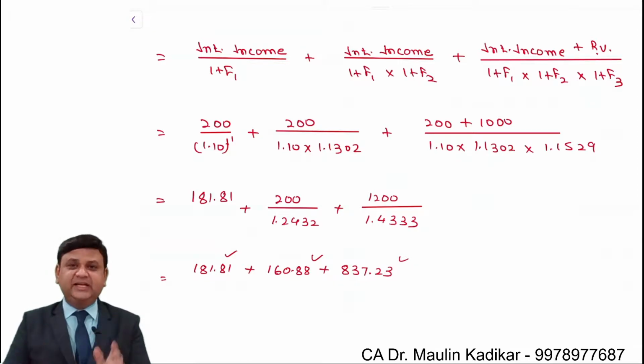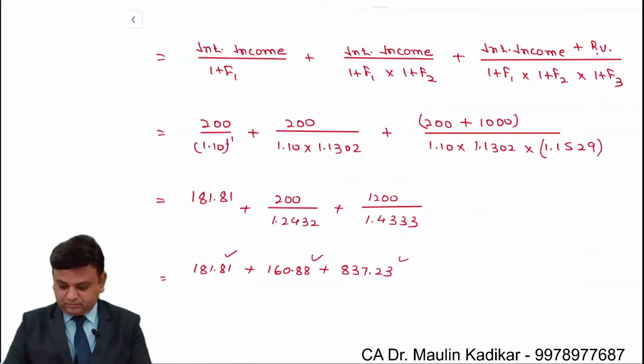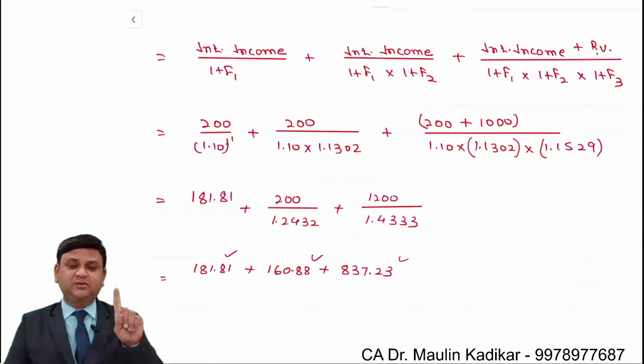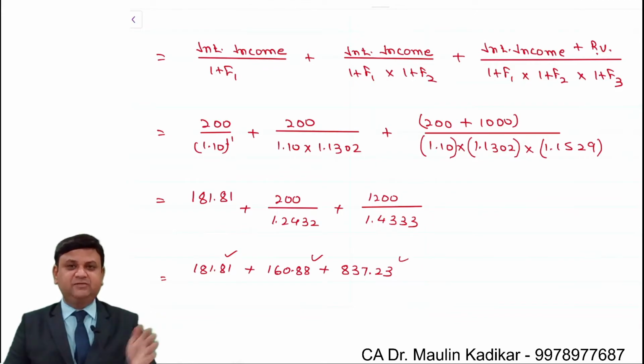We have to understand technically like this, that this 1200 rupees is divided by 1.1529. So from the third year it is discounted to the second year. Further it is divided by 1.1302, so from the second year it is discounted to the first year. Divided by 1.10, so from the first year it is discounted to year 0. That is the way progressively we have discounted the values, from the later year to the preceding year.